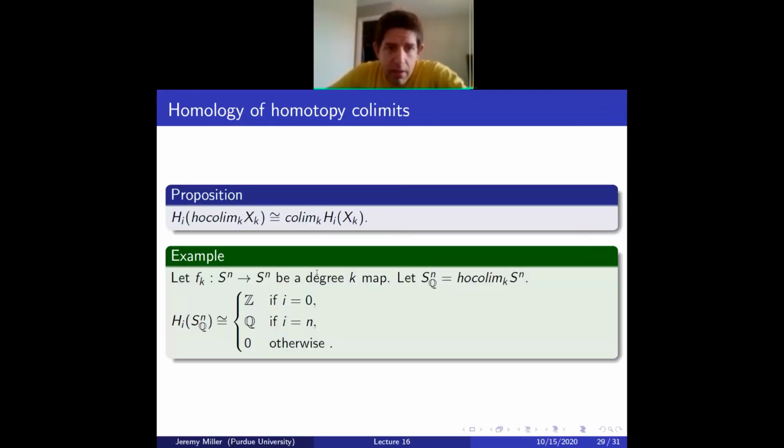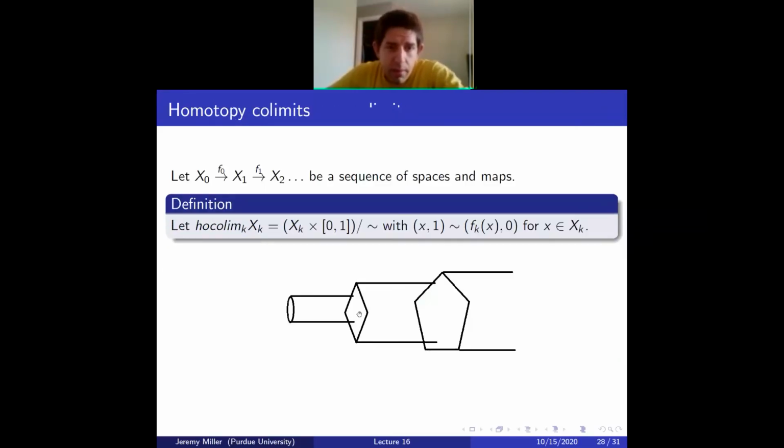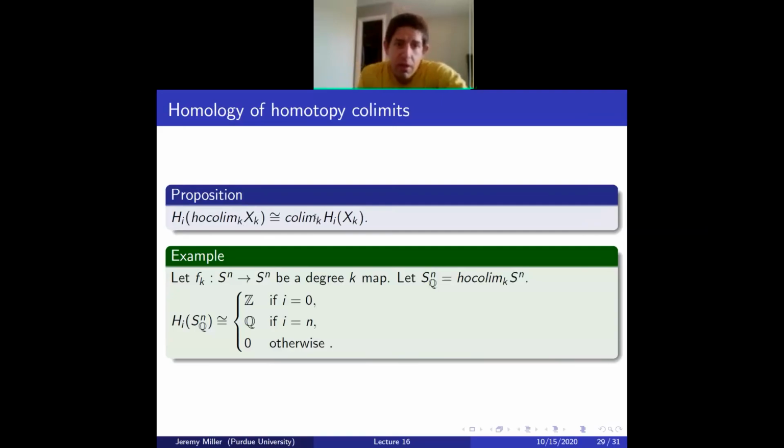Let's stay on this picture. So the proposition is that the homology of the homotopy colimit is just the colimit of the homology groups. And the point of crossing with the interval is to make this true. If you didn't cross with the interval, you'd basically just get the union. So if your maps F were nice, it would still be true.